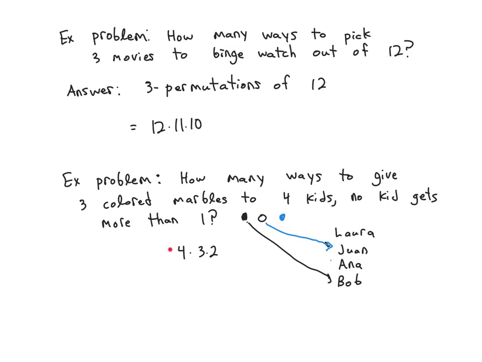And so we see, even though this problem doesn't look like it has to do with permutations, it actually does. So distributing distinct objects to distinct people with the rule that no person gets more than 1 prize turns into a permutation problem. And so we see the answer is 4 times 3 times 2, which is 24.